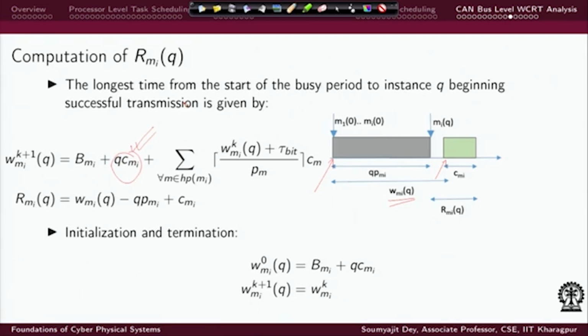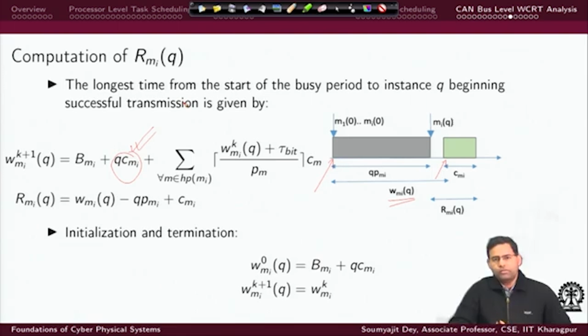So you have an initial blocking time, the time when this was getting blocked by lower priority messages. Inside this space, what are the things we are having? We are having the blocking time, and we are having the time when the previous instances of this message themselves got transmitted. There are q such instances, 0 up to q minus 1, and then you have the interference time.